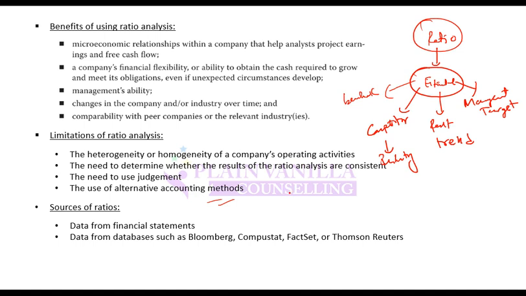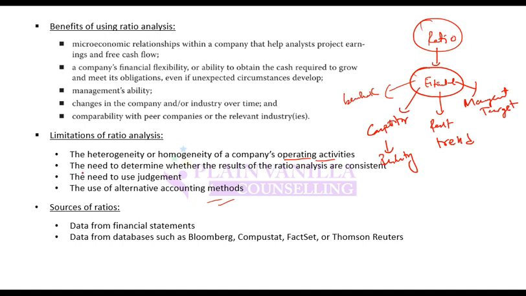Another key limitation is that maybe companies' operations are different. Companies are not similar. If they are not similar, you wouldn't be able to compare their ratios, or their ratios will be significantly different. So the key limitation is that one single ratio cannot tell you anything. You need to compare it with something else or benchmark it against something else.